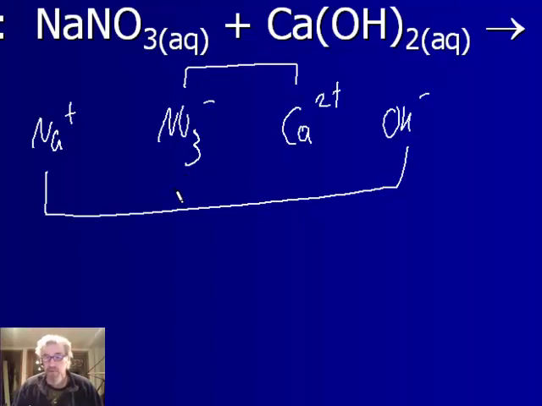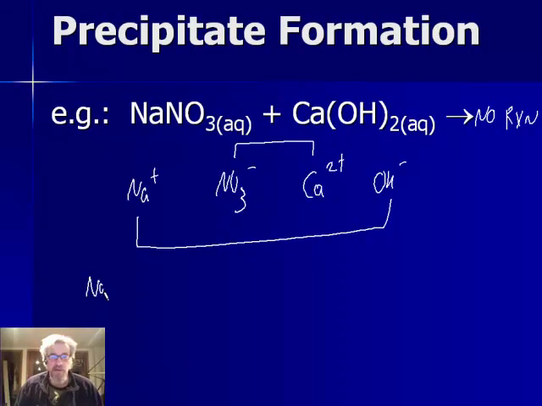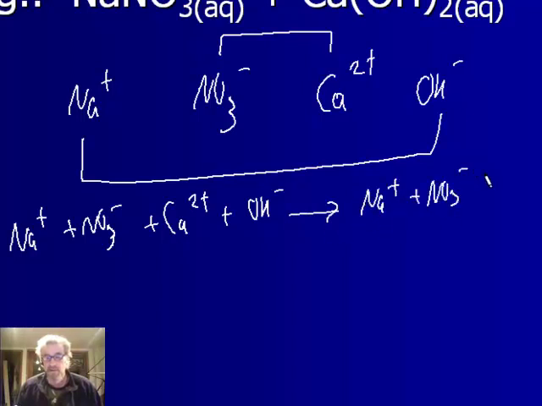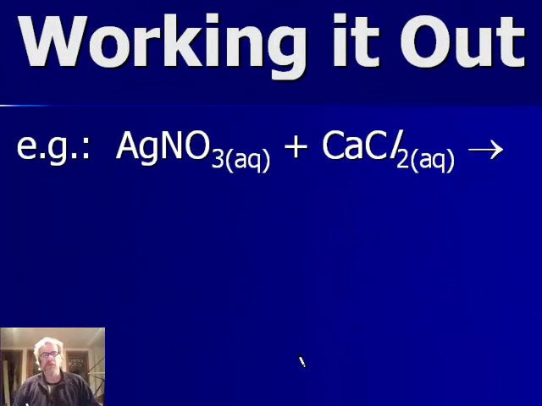So since we don't get any precipitate here, we have an aqueous and an aqueous. This really is no reaction. So I'd write down no reaction. Here's why it's no reaction. Because NaNO3 aqueous is really sodium ions and nitrate ions. Calcium hydroxide aqueous is really calcium ions and hydroxide ions in solution. After the reaction's done, I still have the same stuff. Sodium ions, nitrate ions, calcium ions, and hydroxide ions. They're just all floating around in the container just like they were before. Nothing happened. It's a no reaction. You try this one.